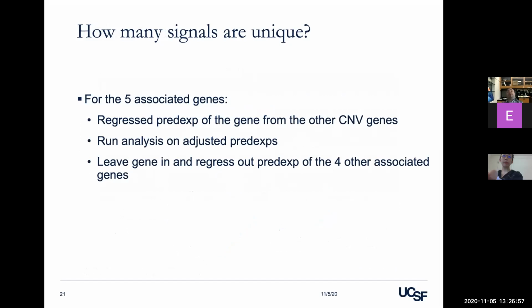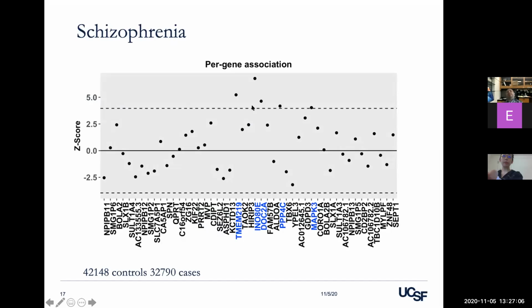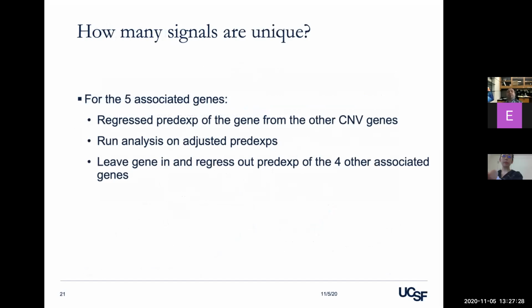So we took an approach to figure out how many of these genes are independent. Basically, for each gene, we adjusted the predicted expression of this gene by all of these other 4 associated genes, and vice versa, to see what happened. This is what we call a conditional analysis: taking a gene of interest and adjusting it for the others.